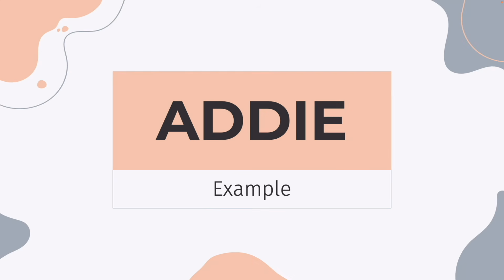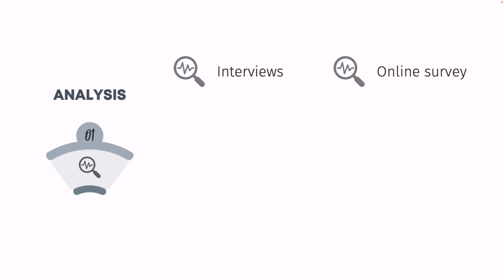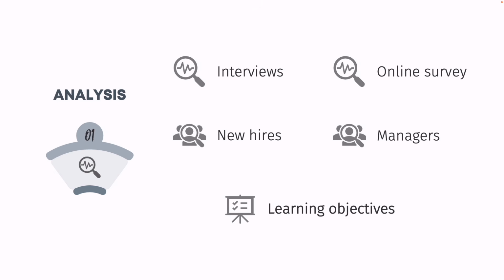For example, let's say your company wants a new onboarding program. Here's what each stage would look like. Stage 1, analysis. Conduct interviews and launch an online survey to find out what new hires struggle with most and what their managers need them to be able to do by the 4th week on the job. Based on the needs, you would write the learning objectives that would guide the rest of the process.